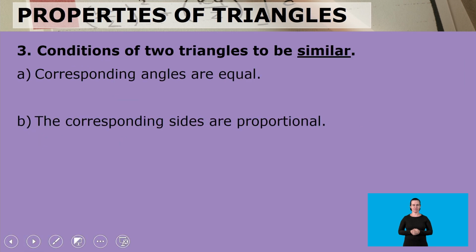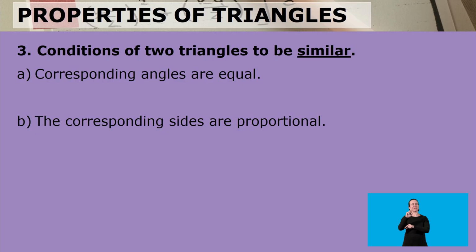Okay, let's look at the next one. Now let's look at conditions of two triangles being similar. The first one is that the corresponding angles are equal. Now that means two triangles, let's free draw them again.